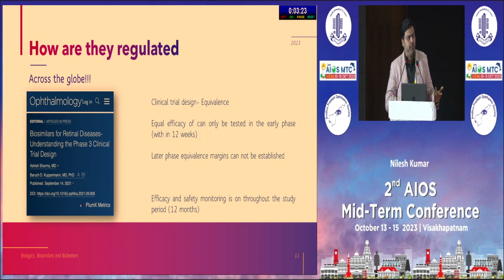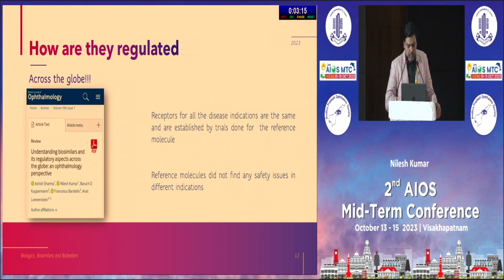In US FDA, it is taken as visual acuity. In Europe, it is taken as central subfoveal thickness. So a receptor for all these diseases, this is also an extrapolation of indications. If a biosimilar is approved for one indication, it can be extrapolated and used for all the indications that are provided for the innovator molecule. Legally, it has to take, like Intas has taken for Razumab, it has taken for myopic neovascularization and all, but it is not mandatory, it can be extrapolated as well.